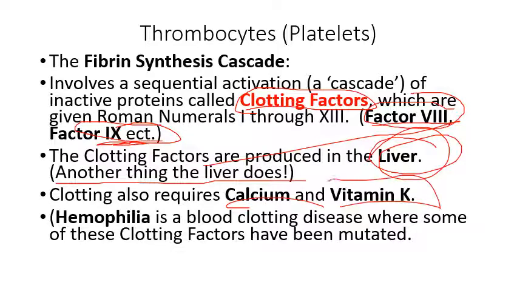Remember that we get vitamin K from our food, but also we get vitamin K from E. coli cells that are living in our colon. It's a symbiotic relationship. And as I mentioned earlier, hemophilia is a blood clotting disease, where one or two of either factor 8 or factor 9 are mutated.